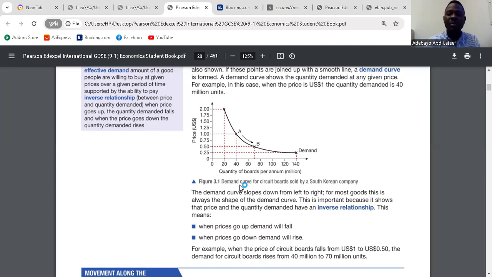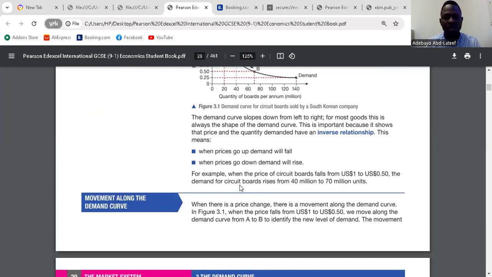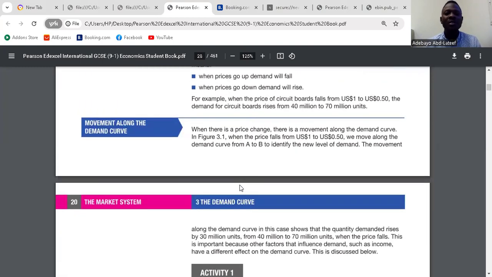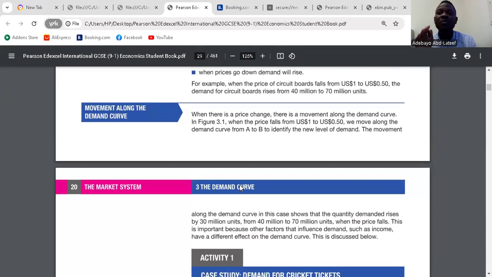So this statement means the higher the price, the lower the quantity demanded. The lower the price, the higher the quantity demanded. Is it clear? Yes. So we move on. The movement along the demand curve. When we talk about movement along the demand curve, we're talking about contraction or expansion. Contraction or expansion. So the movement along the demand curve occurs because price is changing.